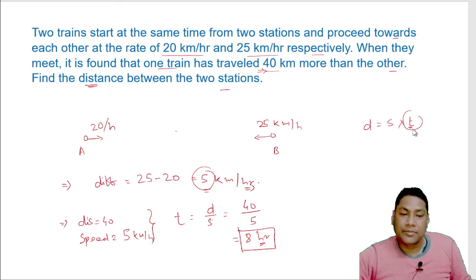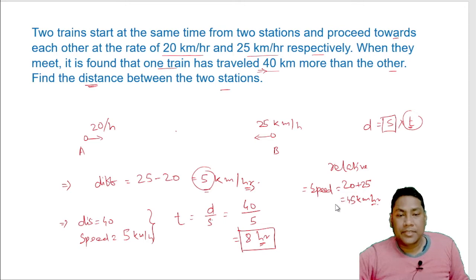So friend, we have calculated the time and now we will calculate the speed. Speed here is relative speed. Since the trains are moving in opposite directions, we will have to add the speeds, means 20 plus 25, so it will become 45 km per hour.